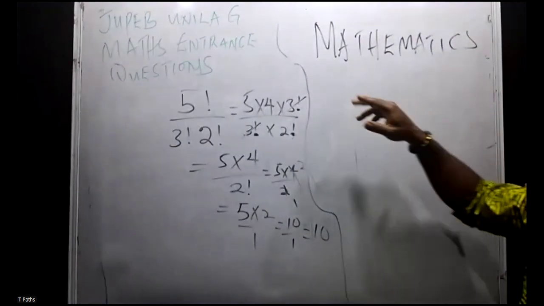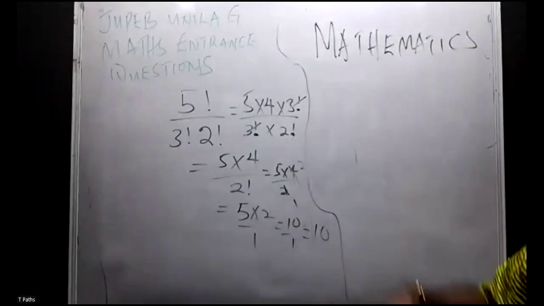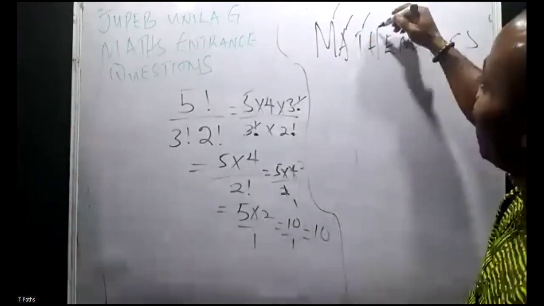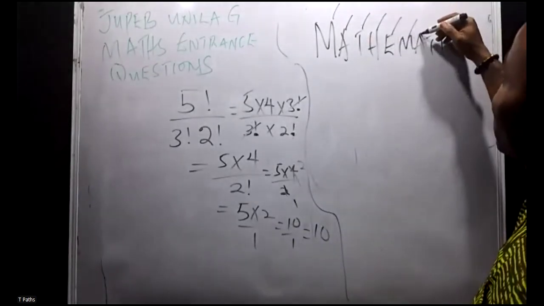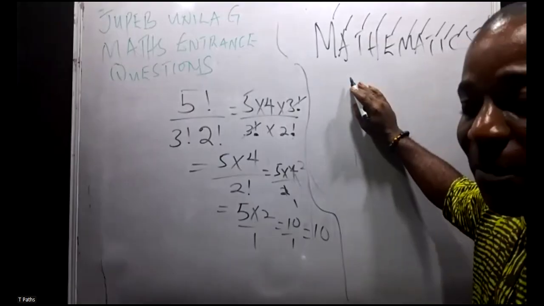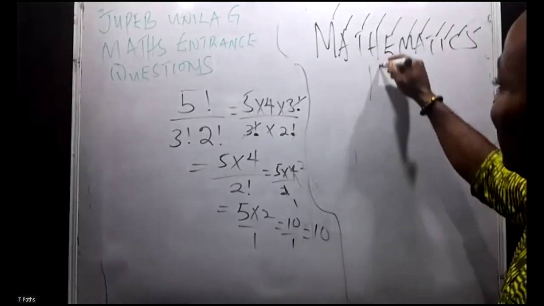So, how do you solve it? You need to first of all find how many letters are in the word mathematics. So, this is 1, 2, 3, 4, 5, 6, 7, 8, 9, 10, 11. So the word mathematics has 11 letters.